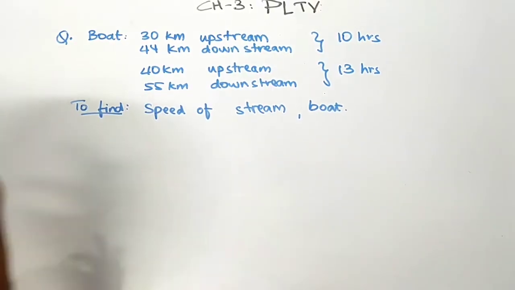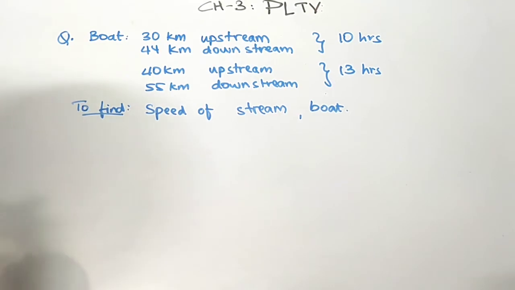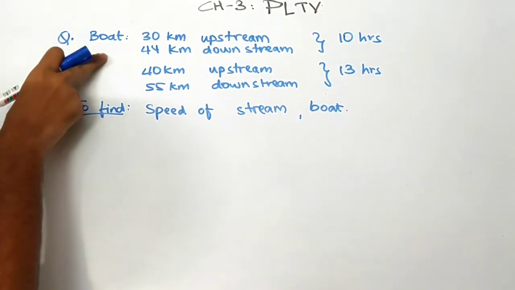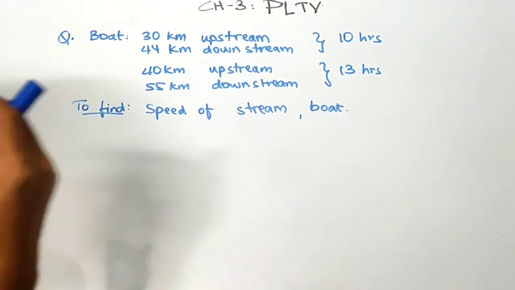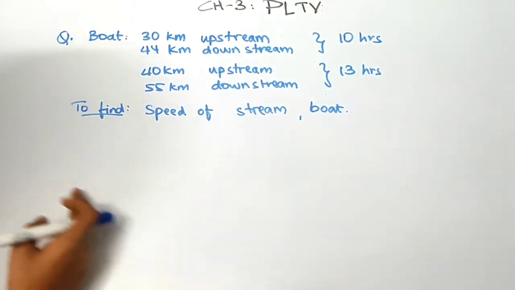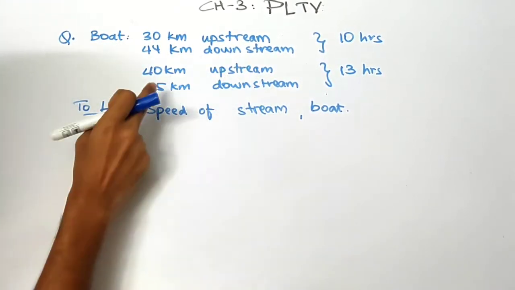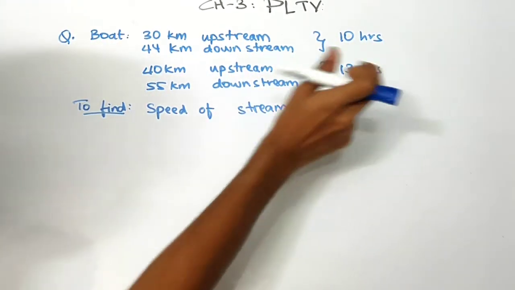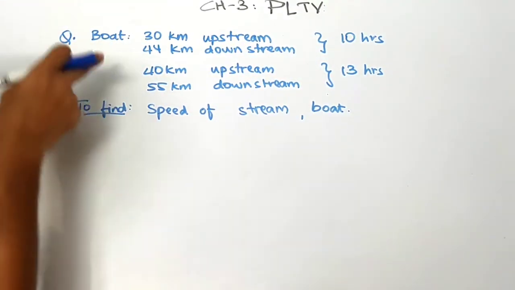Now as you can see, this is another word problem that you will be facing in your exercises. In this problem we have been given that the boat travels 30 kilometers upstream and 44 kilometers downstream within 10 hours, and another case is given over here that 40 kilometers upstream and 55 kilometers downstream is traveled in 13 hours. Now we have been given two cases over here and these are the distances.